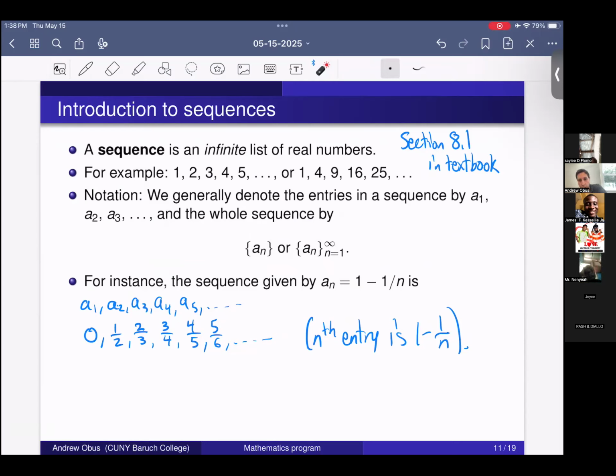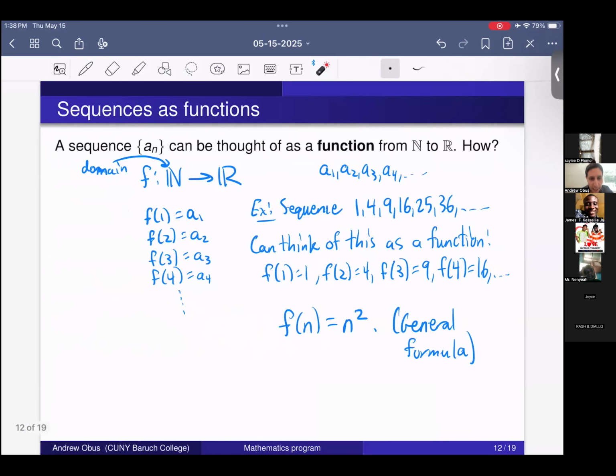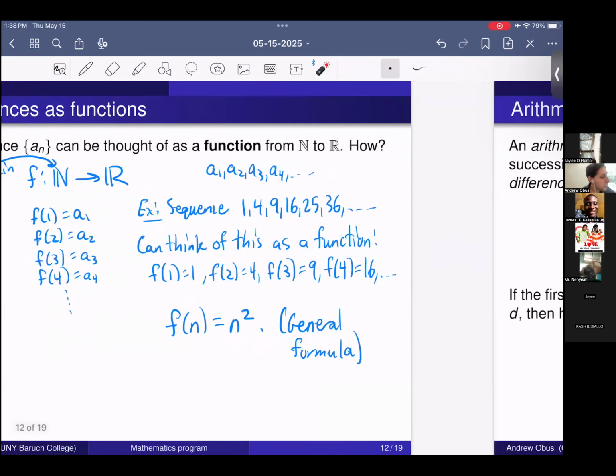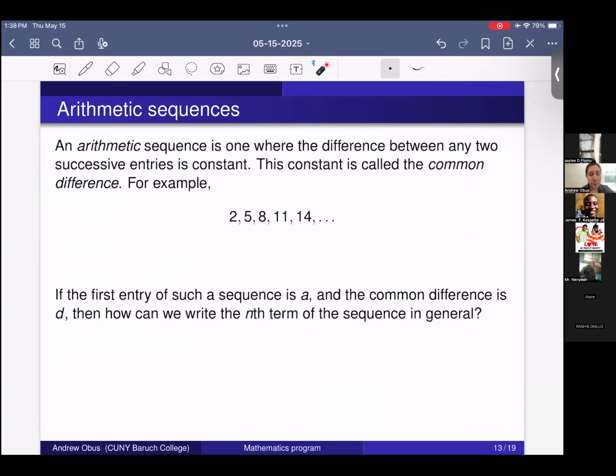Okay, great. So let's keep going. So this is sequences as a function. You can have a general formula here. There are certain special types of sequences that we're going to look at. The first type of sequence is called an arithmetic sequence, or this is sometimes also called an arithmetic progression.